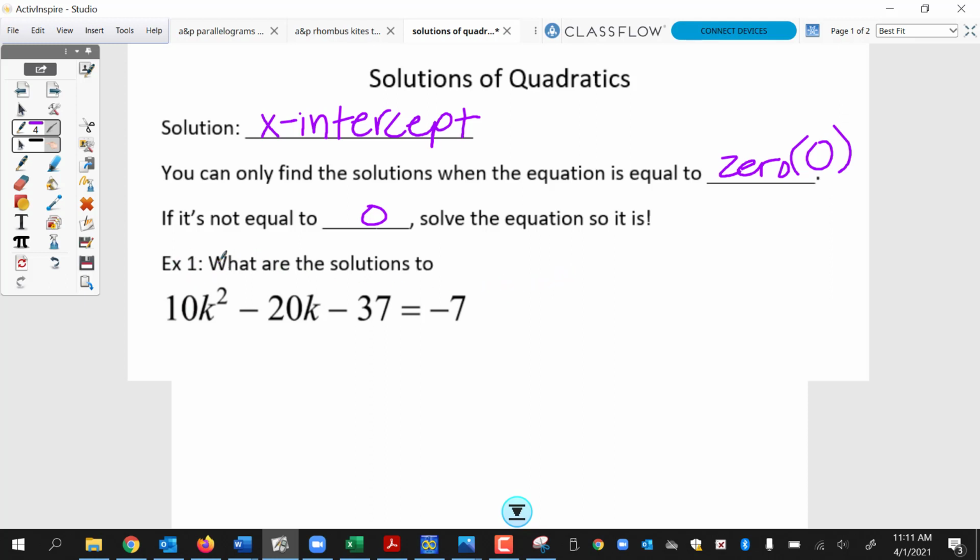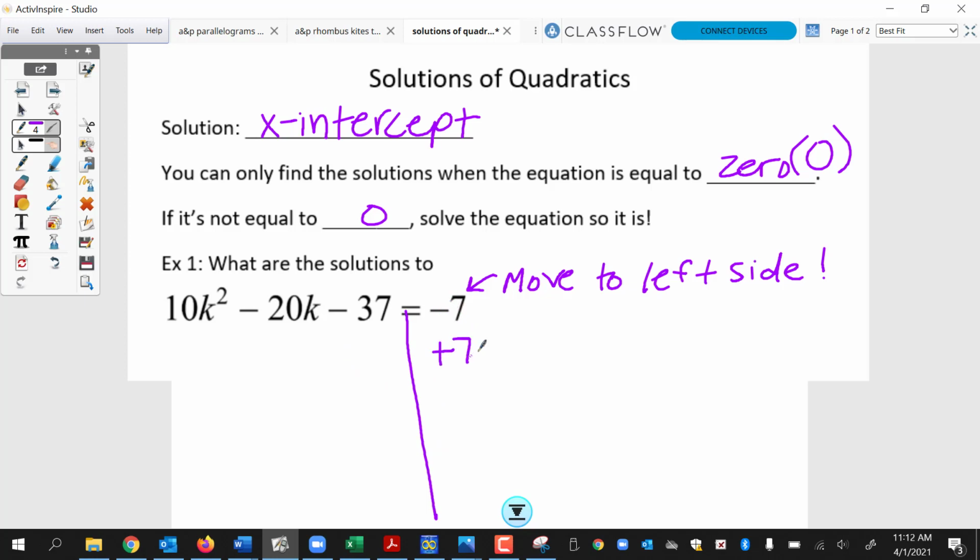So when in number 1 it says, what are the solutions to blah, blah, blah equals -7, I need to move -7, in this case, to the left side. Now, how do I move -7 to the left side? Well, if this is an equation, we know when you go across the sign, you got to change the sign. So it says -7, so I'm going to do the opposite, which is +7.